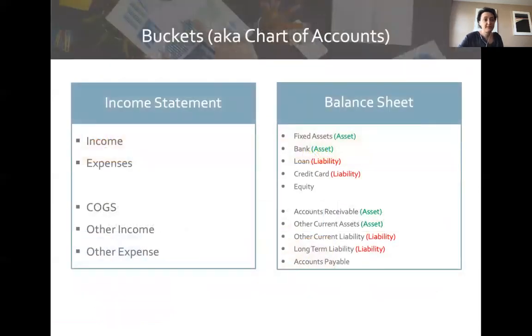So we're going to have some buckets on our income statement and some buckets on our balance sheet. Some transactions we're going to record as either an income or an expense, and we can also record it as a cost of goods sold, which is a type of expense. And then we can get more nuanced in terms of other income and other expenses. We'll get to that in a minute. And some transactions we're going to record on our balance sheet, things like assets or liabilities.